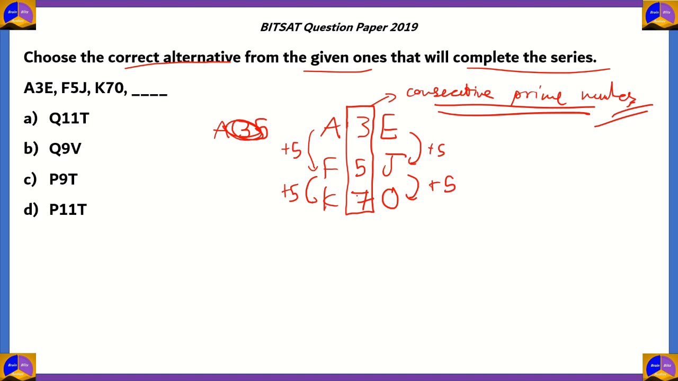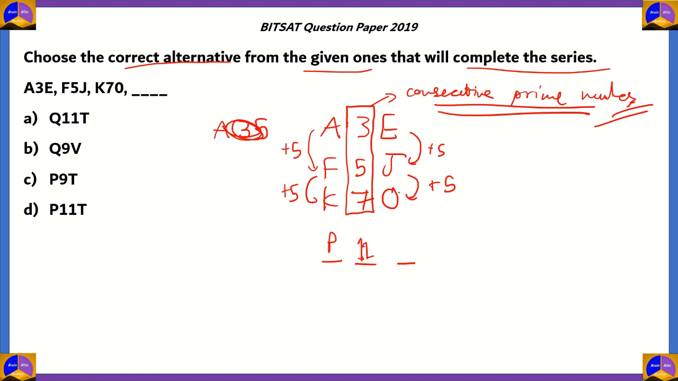So we need to find out the next element. To find the next element, the first place will be occupied by a letter. So let's take the fifth letter from K. L is the first, M is the second, N is the third, O is the fourth, and P is the fifth letter. So P comes first. The next consecutive prime number after 7 is 11. So P11.